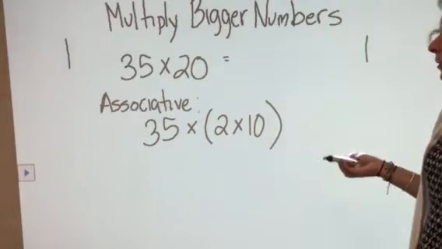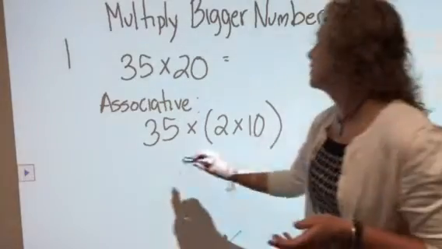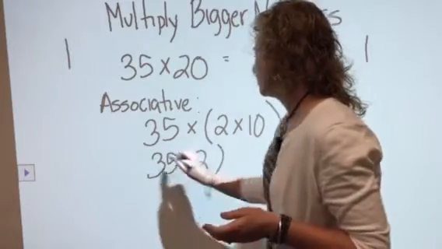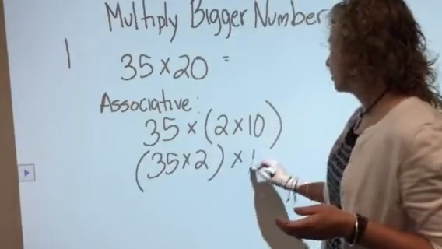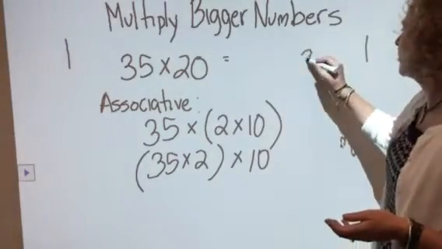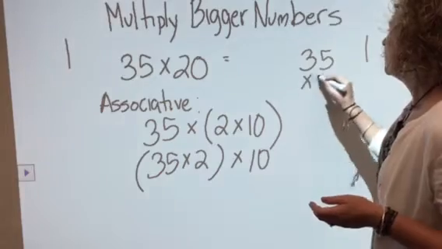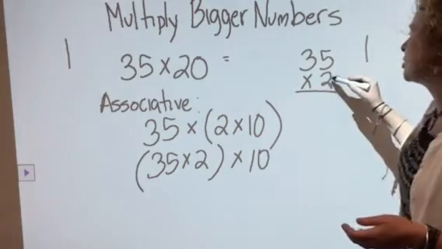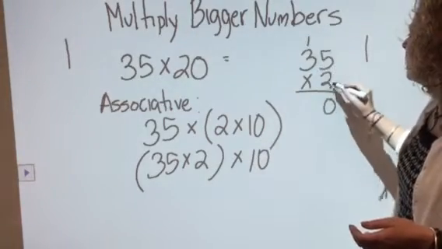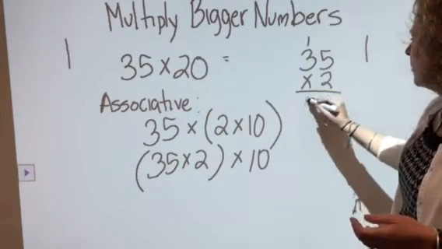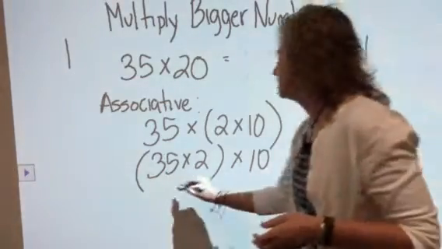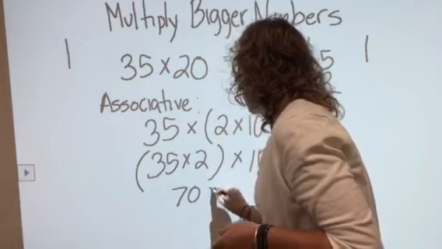All right, now the associative property says it does not matter how I group. So I have decided that I'm going to group these two numbers, and then I'll multiply those by 10. Now, what's 35 times 2? We know how to do 2 digits times a 1 digit. 2 times 5 is 10. I'm going to put down the 0. 2 times 3 is 6 plus 1, 70. Maybe some of you can do that in your head. I can't, especially not early in the morning.